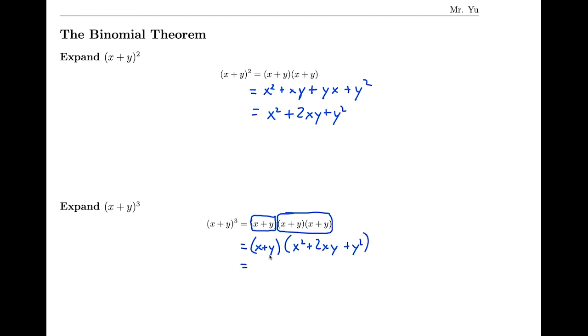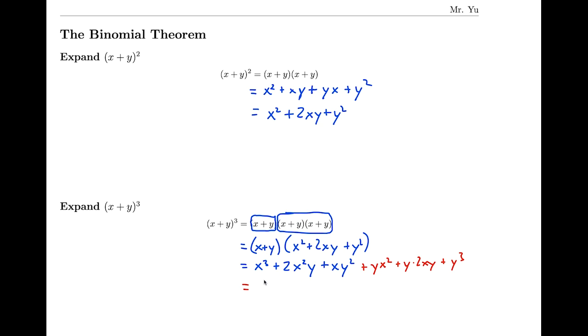And so we have x times x² is x³. x times 2xy is 2x²y. x times y² is xy². And let's distribute the y then. So we have y times x², and then we have y times 2xy. And we also have y times y², which is y³.